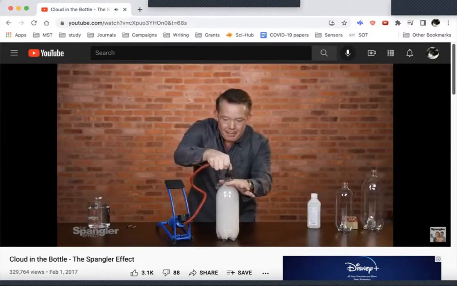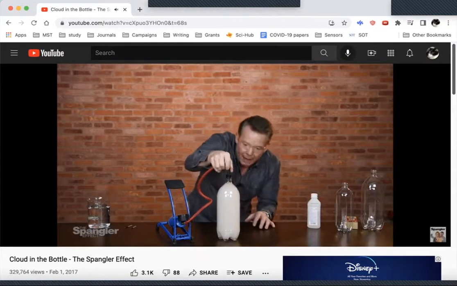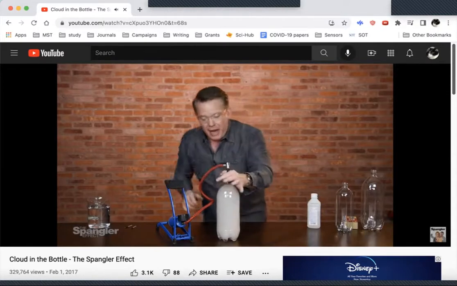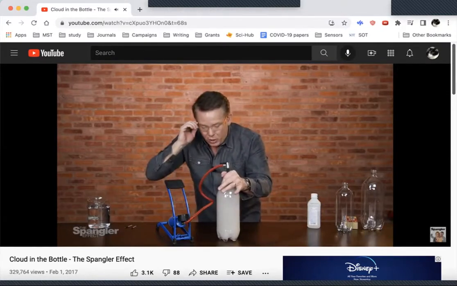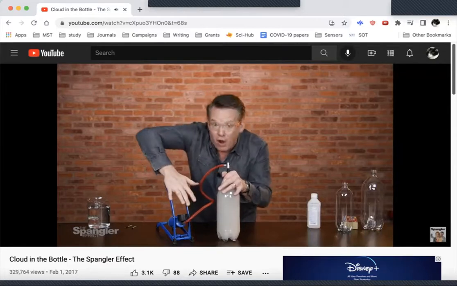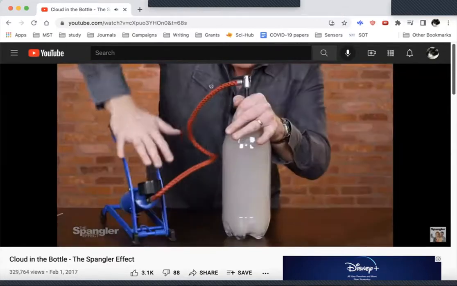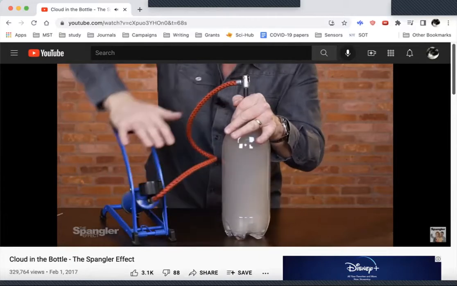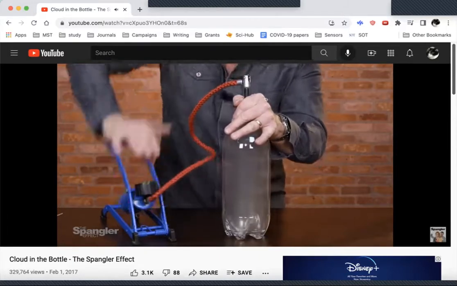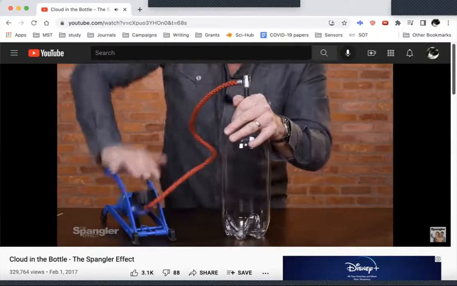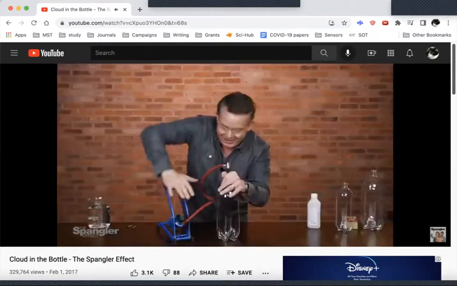Now watch, I'm going to cap it back off again. So I've trapped the cloud in here, and now I'm going to continue to add pressure. It really kind of simulates the burn off of fog in the morning. Watch this. As we increase that pressure, look, the fog starts to disappear. The cloud vanishes. Very cool.